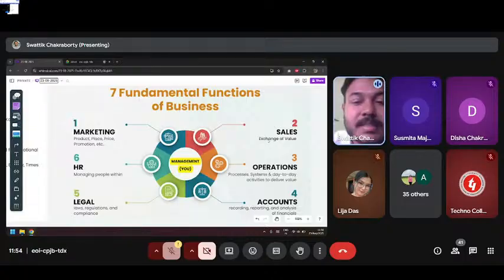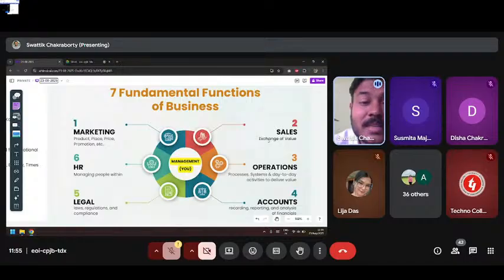Next is the operations. This primarily includes all the processes, day-to-day systems and activities that we do in order for us to create value that we could exchange. In terms of the next function, it's the accounts. As we are exchanging values, accounts basically records it, reports it, and analyzes how much has been spent, how much has been taken in as a gross profit, as a net profit, all those things. Next comes the legal part of a business, where we talk about the regulations, the laws, all the registrations that are required, all the compliances that need to be in place.